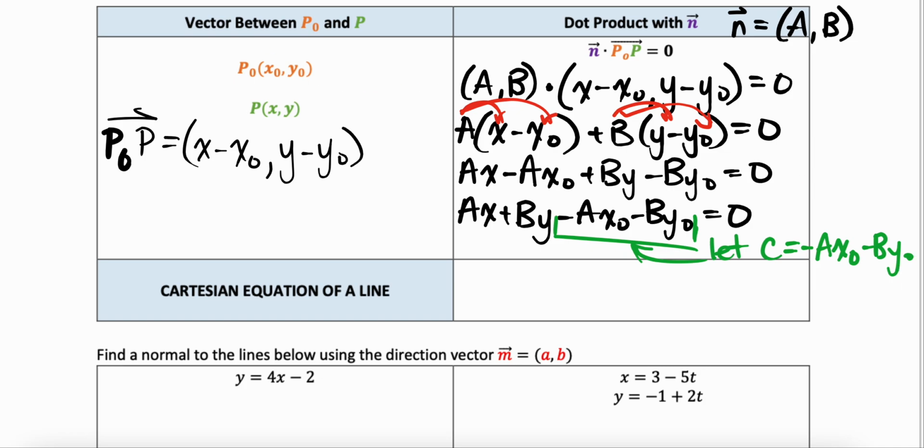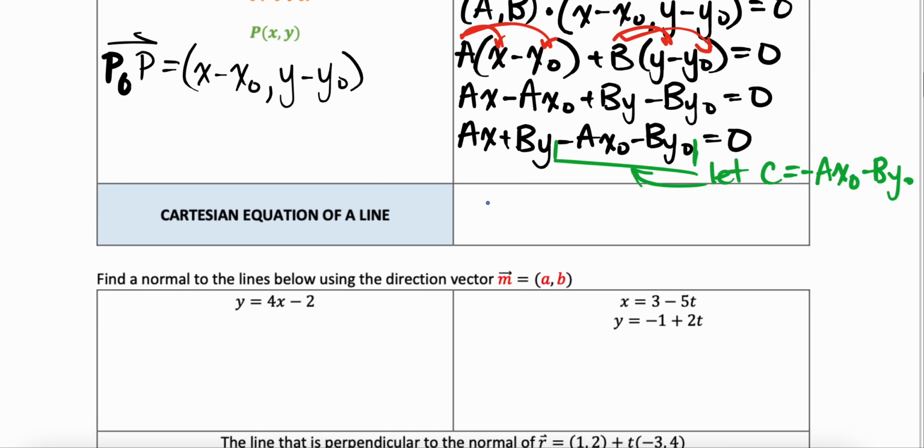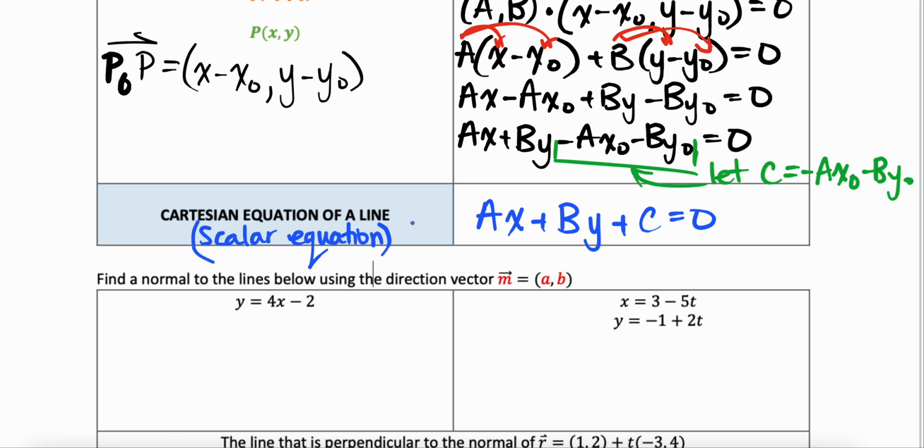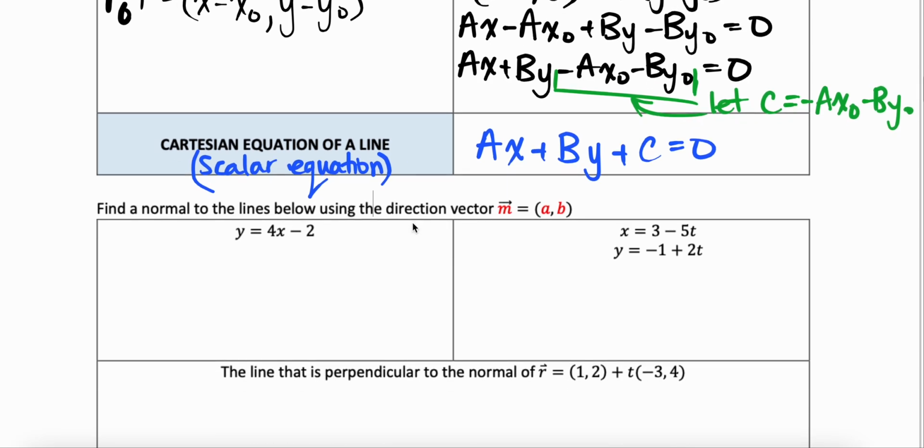Doing that gives us the Cartesian equation of a line, which is sometimes called the scalar equation of a line. The scalar equation of the line, or the Cartesian equation of the line, is Ax plus By plus C equals 0. You'll notice that this looks very similar to our equation in standard form from grade 9. So Cartesian or scalar equation is what you might hear it called. Let's practice finding some normal vectors before we take a look at writing some equations of lines.